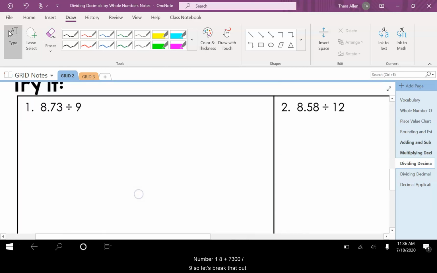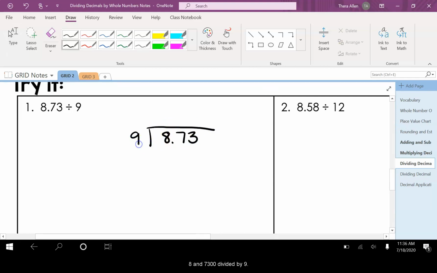Number 1, 8 and 73 hundredths divided by 9. So let's write that out. 8 and 73 hundredths divided by 9. You can either bring the decimal point up now or you can wait. I like to go ahead and bring it up. And then let's divide. 9 can go into 8? No, it cannot. So I'm going to put a 0 here because it's right before that decimal.